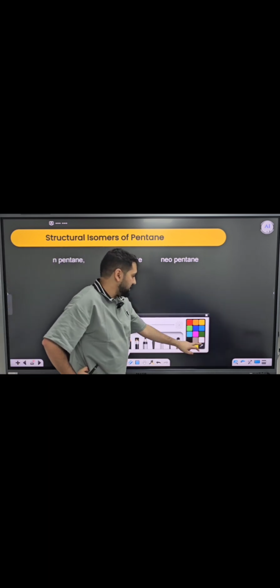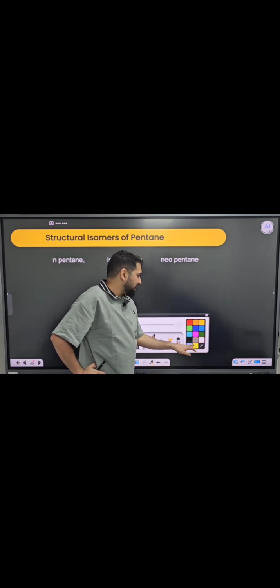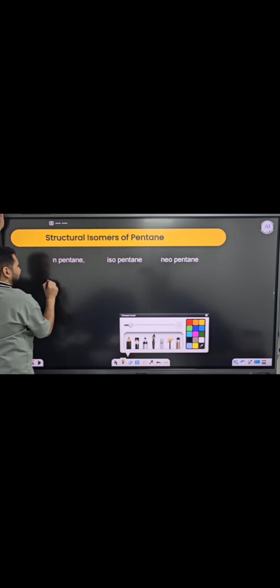Guys, after that we have structural isomers of pentane: pentane, isopentane, and neopentane. It has 3 structural isomers. How will I be making its 3 structural isomers? The first one will be normal pentane. How many carbons? 1, 2, 3, 4, 5. So hydrogens 1, 2, 3, 4, 5, 6, 7, 8, 9, 10, 11, 12, because it is C5H12. That's one structure, guys.